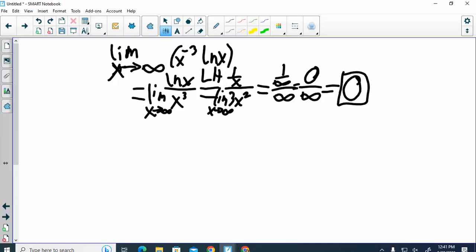I'm short. One last L'Hopital's. Remember, to use L'Hopital's, it has to be 0 over 0 or infinity over infinity. So that's why we had to rewrite some of these.